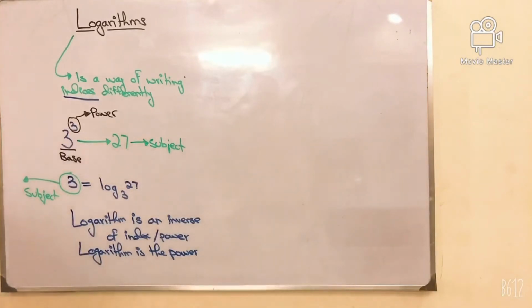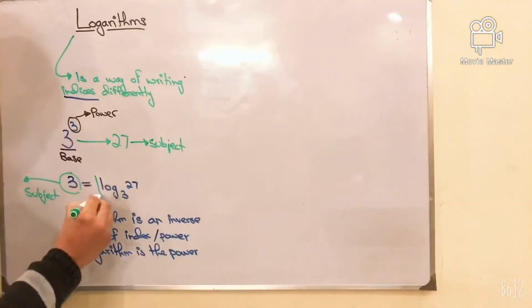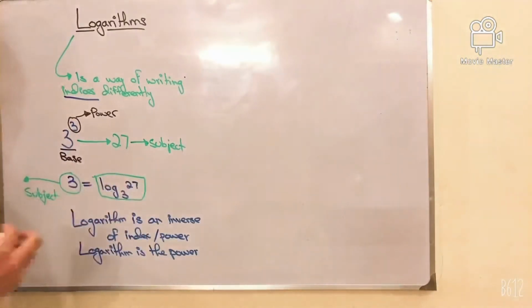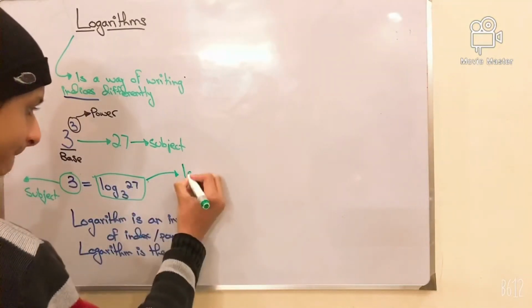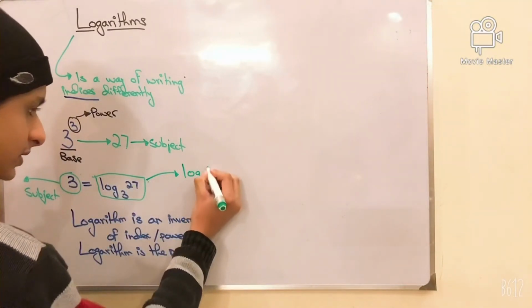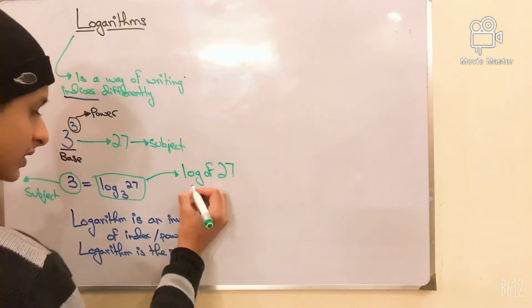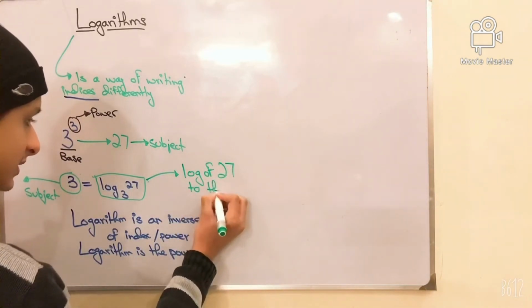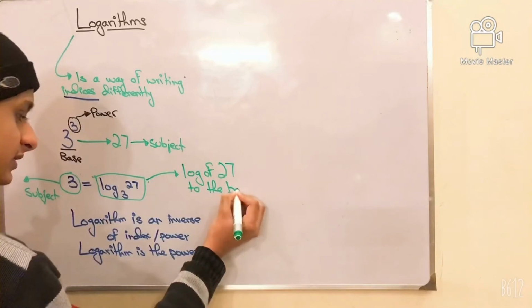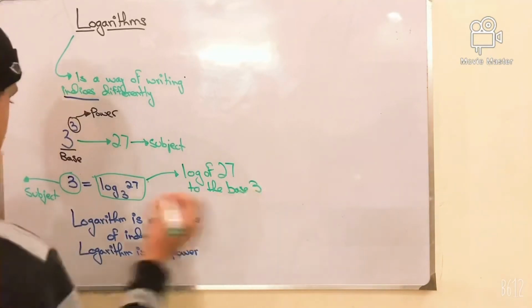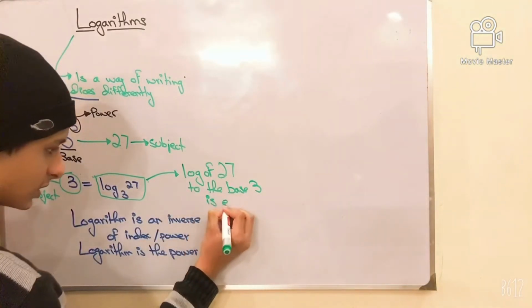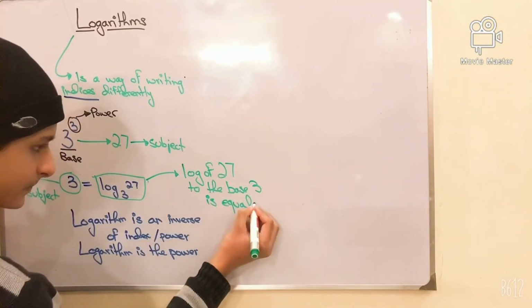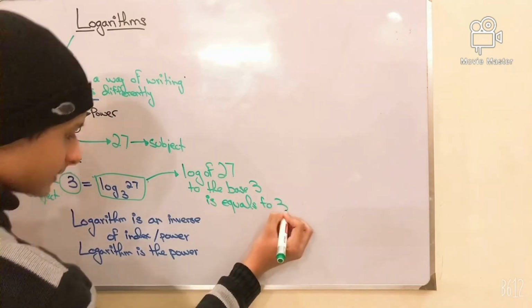Now the question is how to read this. We read this as log of 27 to the base 3 is equal to 3.